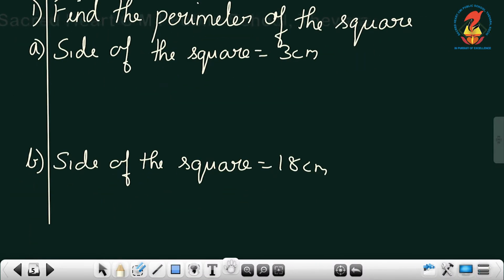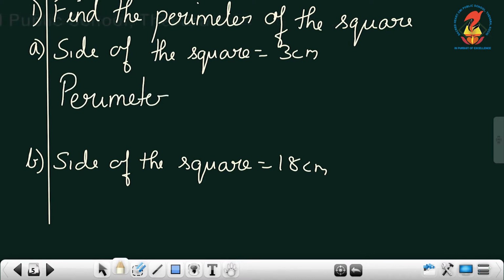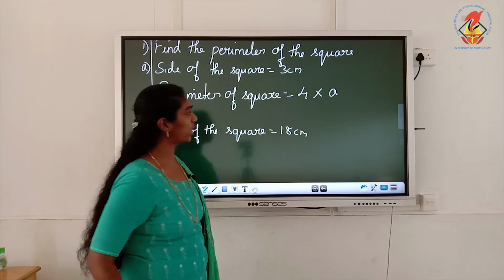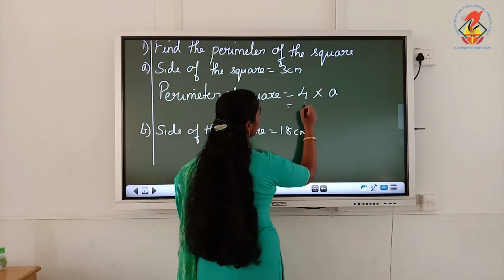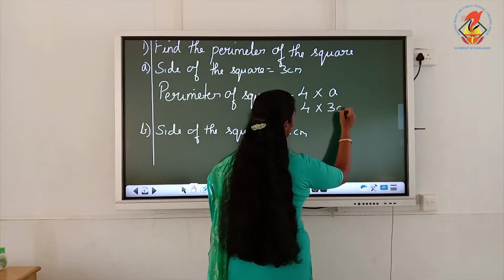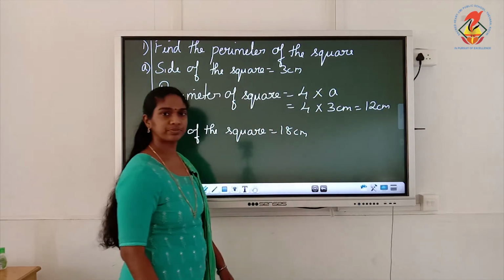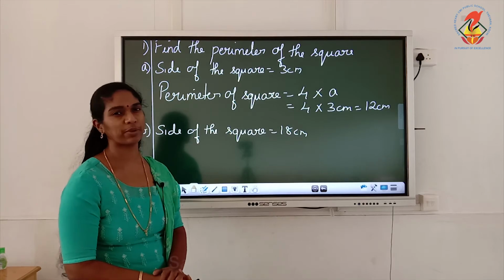So children, for all the questions you should write the formula. That is very important. Perimeter of square equal to 4 into, you can write length of one side or you can also write 4 into A. Whichever you want you can write. Okay. So what is this A given? It is 3. So 4 into 3 centimeter, that is equal to 12 centimeter. Okay, just multiply by 4 to get the perimeter.